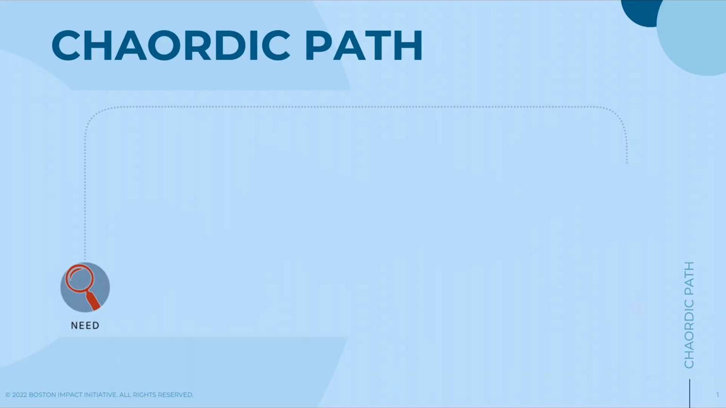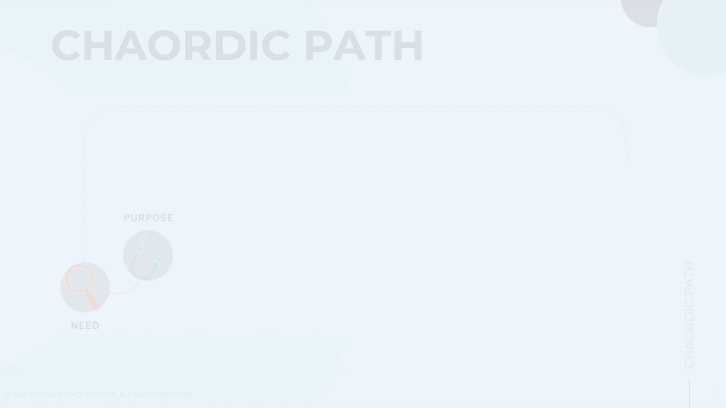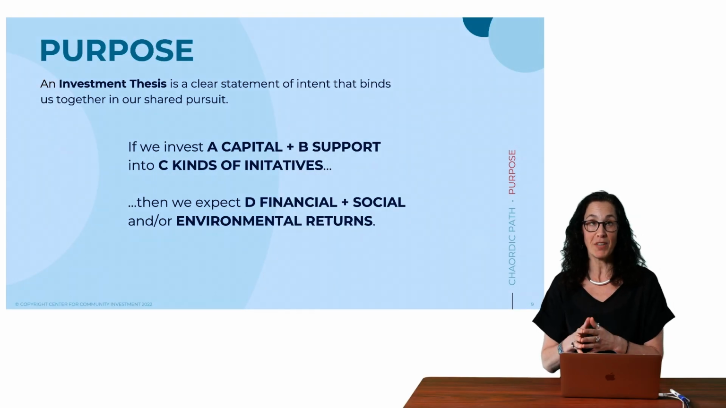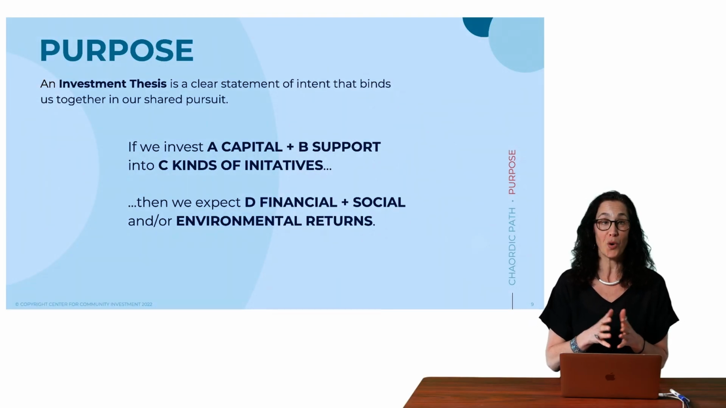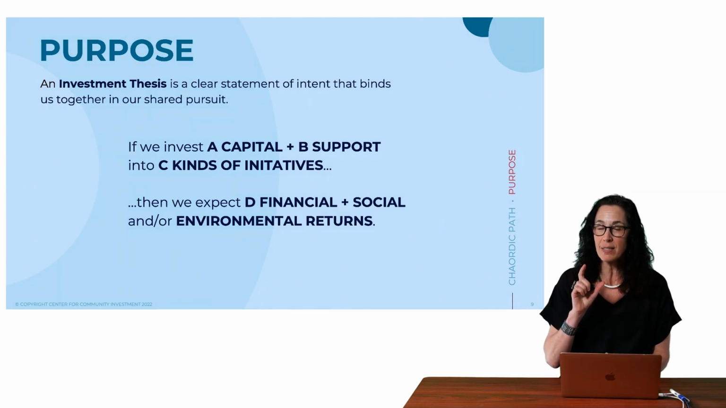So you've identified that there is a community need and there's an opportunity to serve that need. Now it's time for a very clear statement of intent that binds us together in our shared pursuit. So that's this purpose piece. And that translates to an investment thesis. And you really don't want to write a paragraph or multiple paragraph long investment thesis. We want it to be short and sharp, maybe 2 sentences.